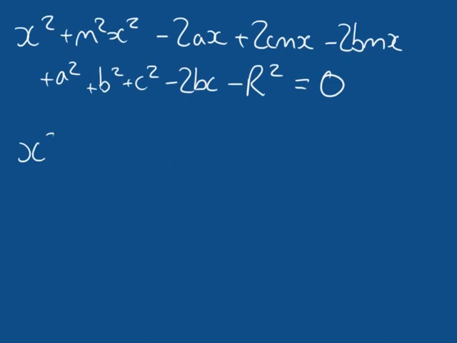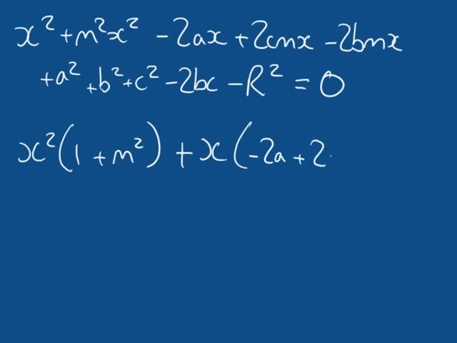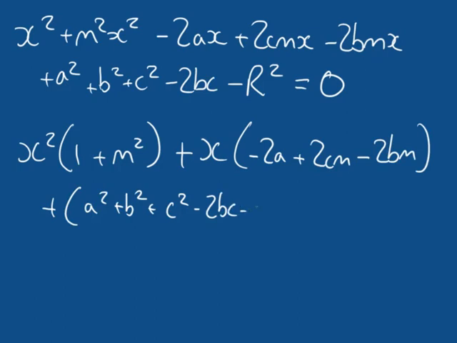So x squared, well, we have 1x squared here plus m squared minus x. What do we have? Well, I'm going to actually say plus x. What do we have here? Well, we have minus 2a plus 2cm minus 2bm. And then we can collect all these into a bracket, so plus a squared plus b squared plus c squared minus 2bc minus r squared is all equal to 0.